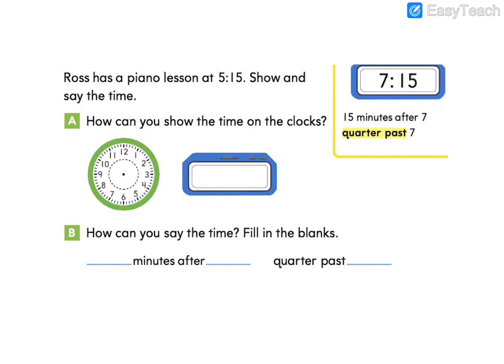Ross has a piano lesson at 5:15. Show and say the time. How can we write the time on the clocks? Well, again, let's start with our digital clock. 5:15. I remember from the last problem that 15 minutes will point towards the 3. Now this time our hour is 5:15. That means it's 5 and it's going to be 6. So my hour hand will point between 5 and 6.